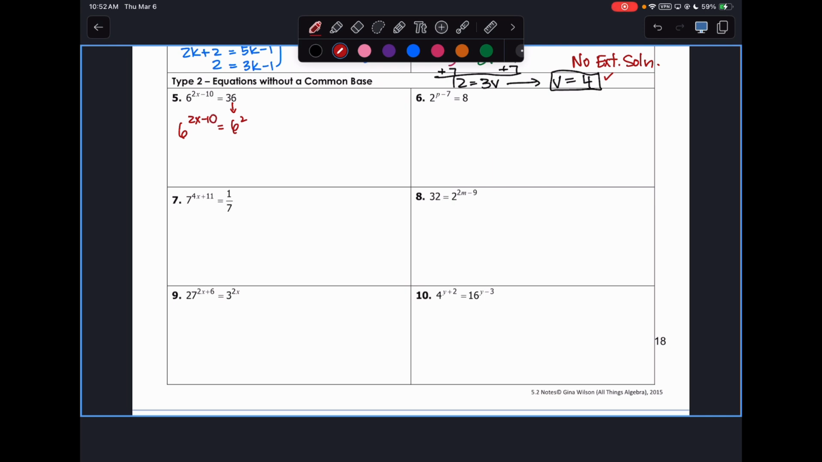Now do we have the same base? Yep. So we bring down the exponents and solve. Good. So x equals 6. Check it. 6 to the 2 times 6 minus 10. Does it equal 36? Let's see. 2 times 6 is 12. 12 minus 10 is 2. So does it work? Yep. So no extraneous solutions.